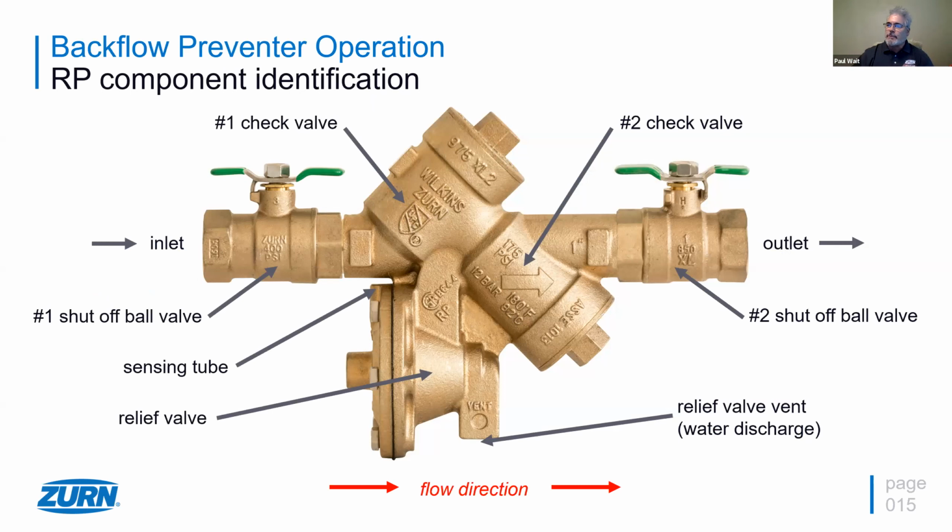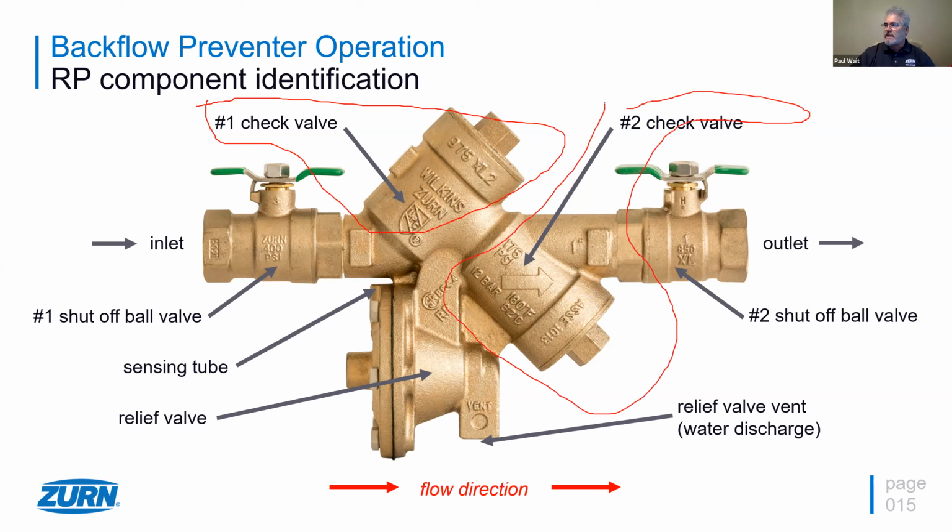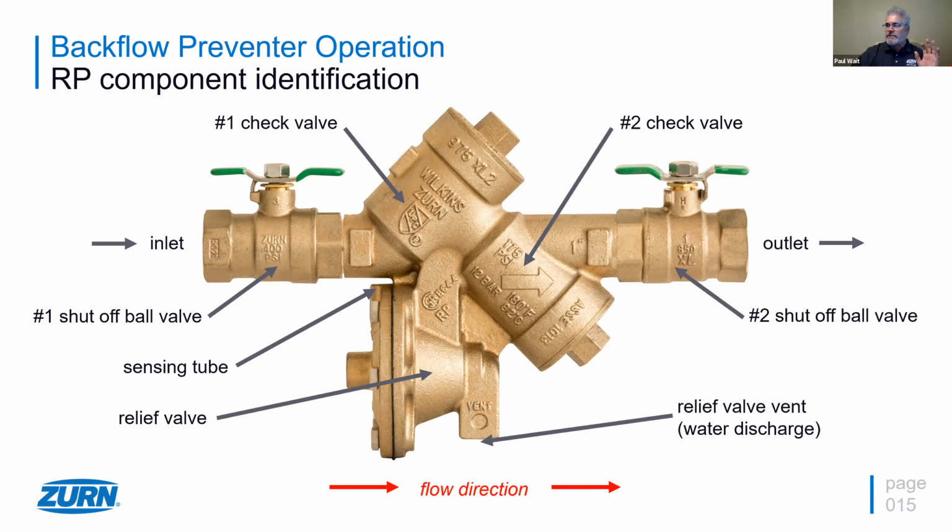We have some major components here to identify, and I'll start circling them right here. We have our number 1 check valve. It points up. Generally, in any Y pattern backflow preventer, the number 1 check is always the one facing up. And the number 2 check valve is the one that sits facing down. It's just the nature of how these designs are put together, and that's natural for any of these Y patterns. They're all very similar.